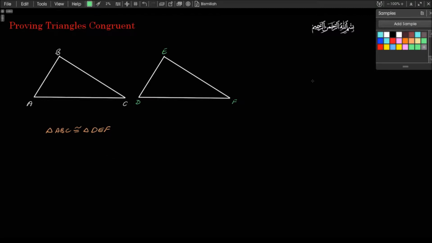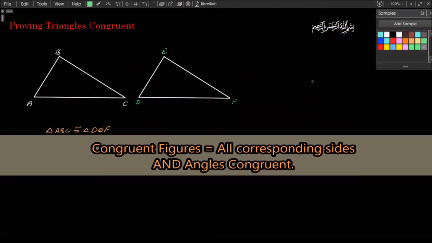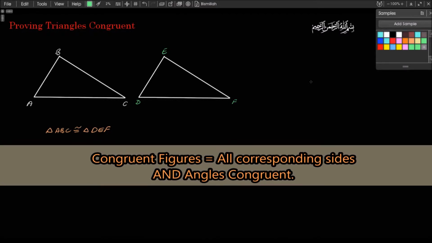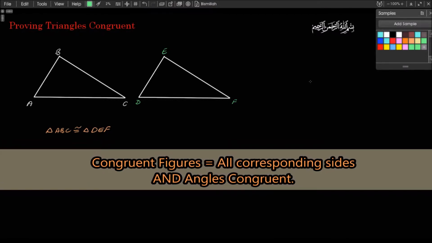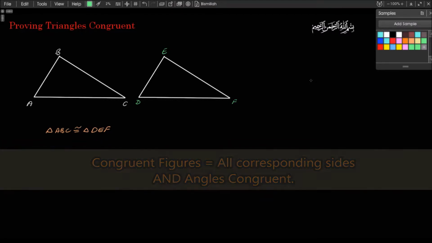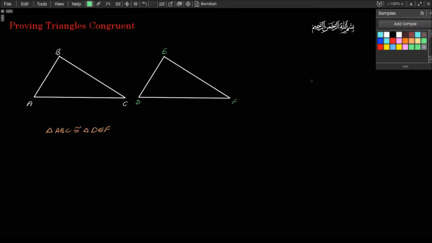Now recall that if two triangles are congruent, this means that all their corresponding sides are congruent and all their corresponding angles are congruent. While you could go about proving that every single corresponding side and every single corresponding angle is congruent, that seems too laborious. So how do we go about proving that two triangles are congruent?